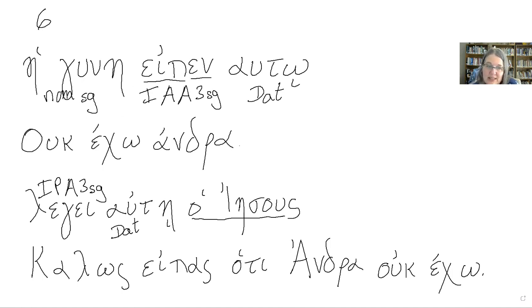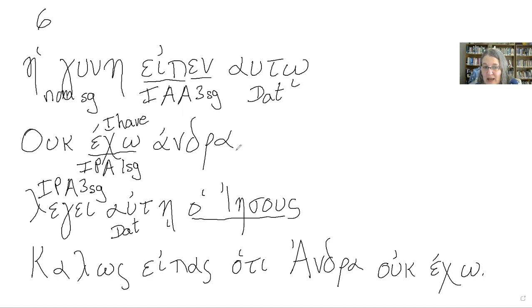So then what does she say? Here we have echo, which should be familiar because it's the lexical form. It's indicative present tense active first person singular. And so this is going to be I have. But then with the ouk, we have I don't have.